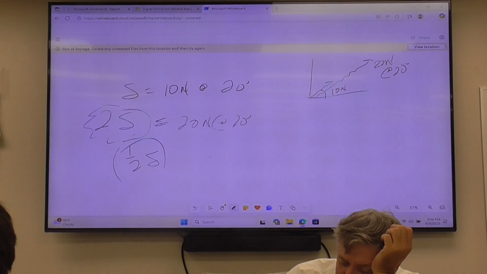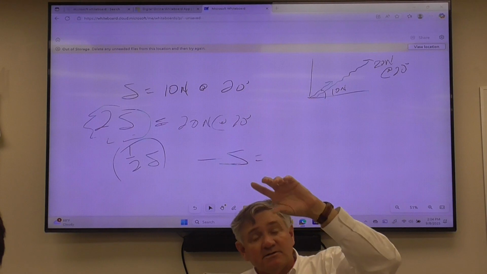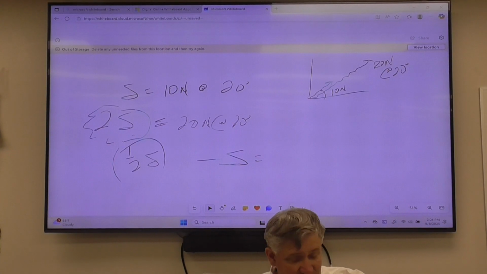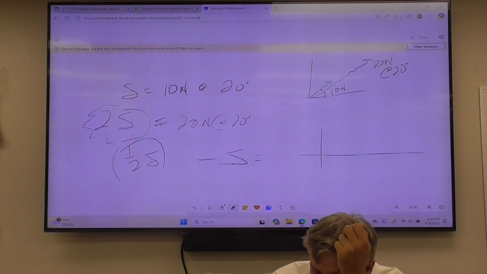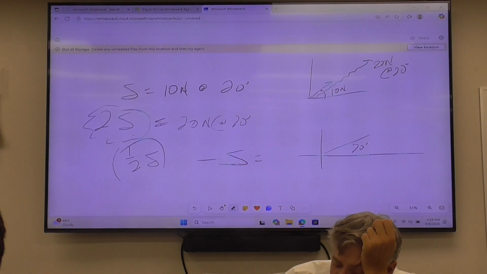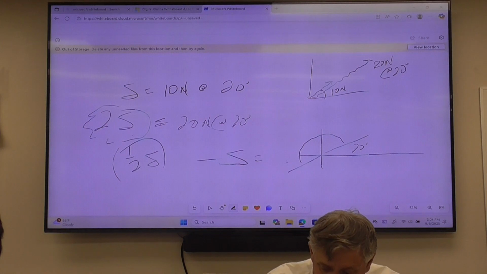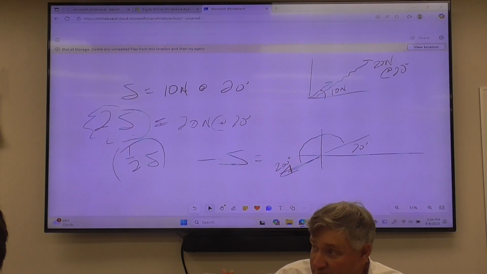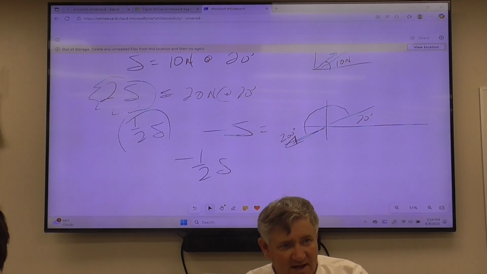Now, you can also have this. They might give you negative S and ask you to draw that. So the negative means that you're going to flip it around 180 degrees. So if the first vector was at 20 degrees, then you'd add 180 degrees to it and be over here at 200 degrees, and then you would draw it like this. Now, they might do some wonky things. They might go, negative 1/2 S.